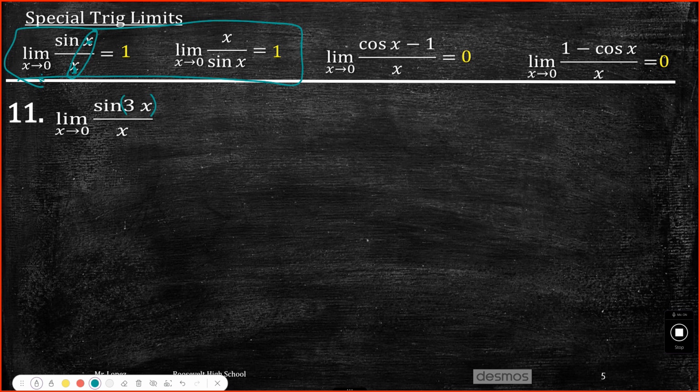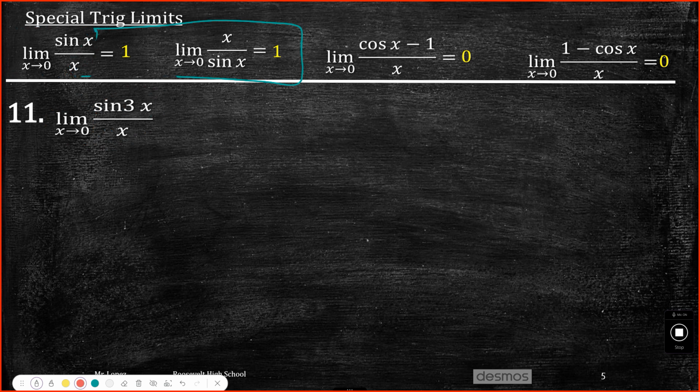So what must I have here in order to be the same? 3. But I can't just put a 3 there. What you do at the bottom, you do at the top. Now I have the limit as x approaches 0 of sine 3x over 3x. This is 1, so 1 times 3, the answer is 3.